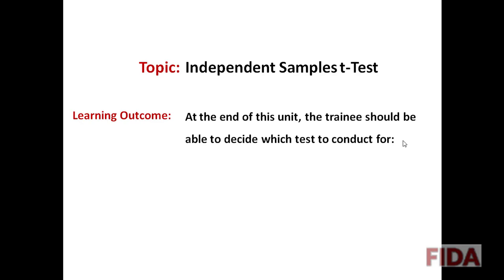But in this unit, we are looking at the independent samples t-test, which is a test we run when we have only two groups. But when our groups go beyond two, we run ANOVA. So it is expected that at the end of this unit, you should be able to decide which test to conduct for independent group and also be able to interpret the results. Okay, so let's go further to see what we can do.